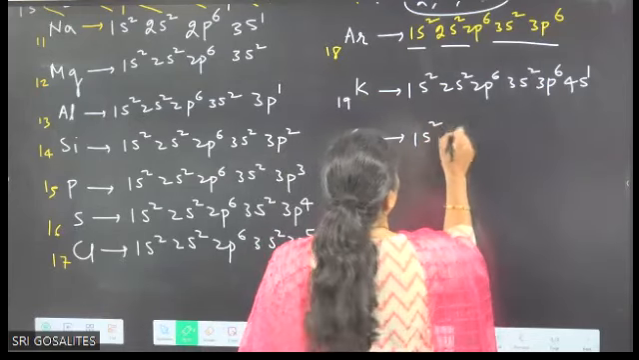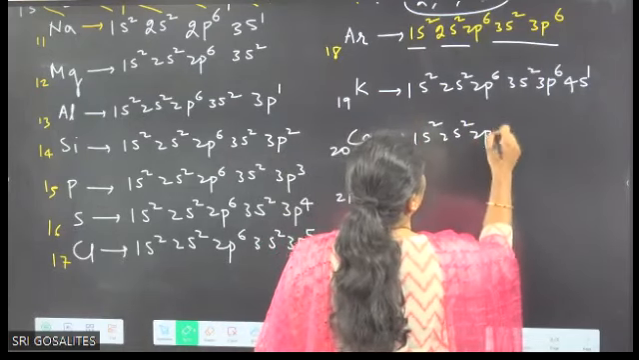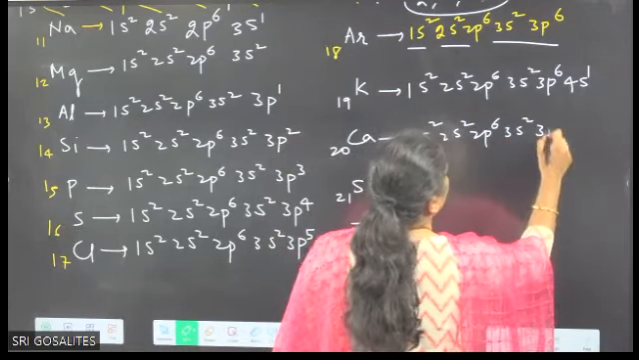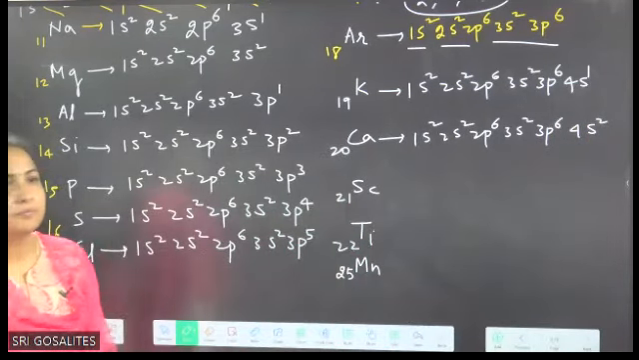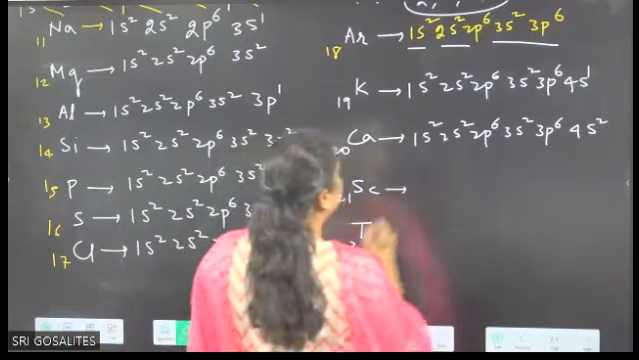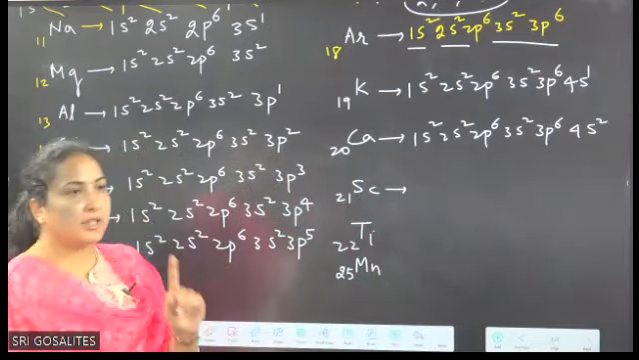This is 1s2, 2s2, 2p6, 3s2, 3p6, 4s2, right? Okay. Now for scandium. For scandium, the atomic number is 21.